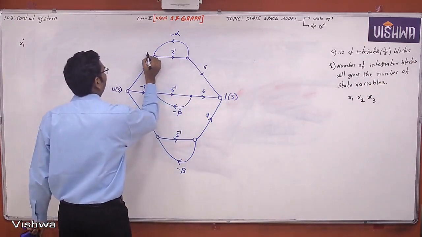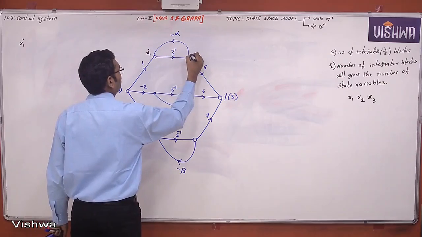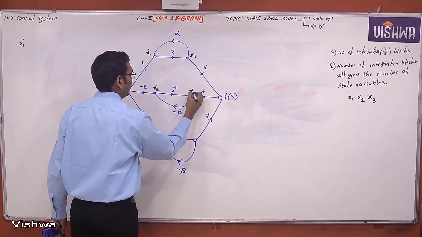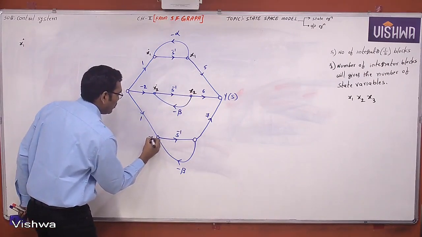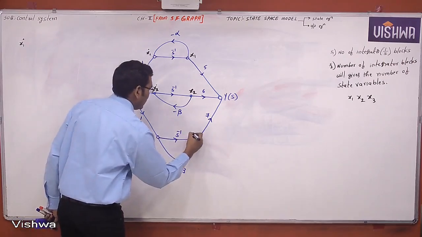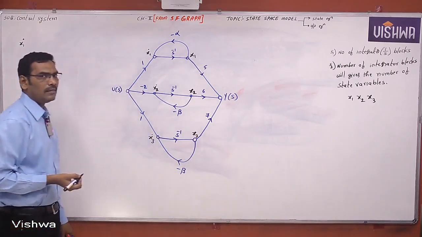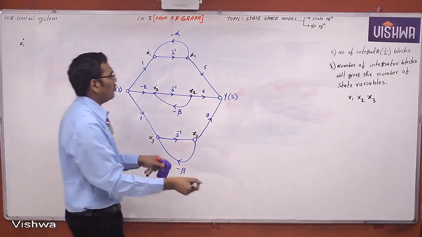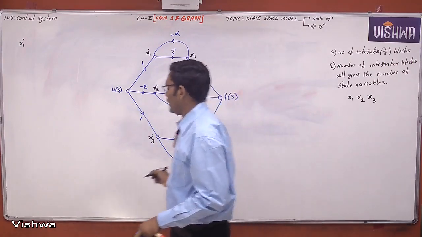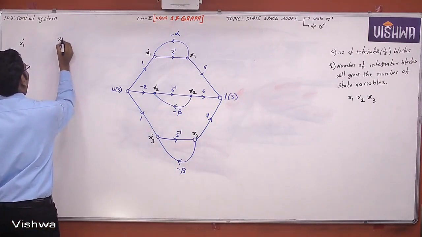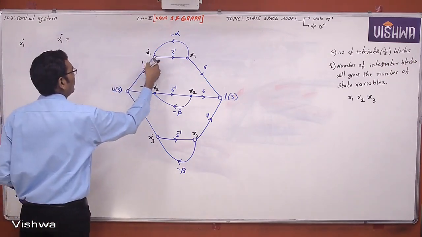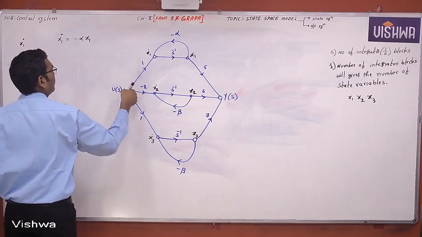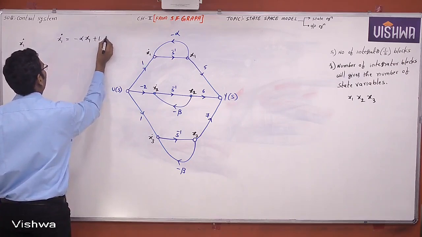Now take the state variable in differential form. x1 dot, this is x1. x2 dot, differentiation and integration cancel, x2. x3 dot, differentiation and integration cancel, x3. Now take the state variable in differential form before the integrator block. So what is x1 dot? x1 dot is equal to, who is coming to x1 dot? x1 is coming with minus alpha x1 and u is coming with 1 into u.